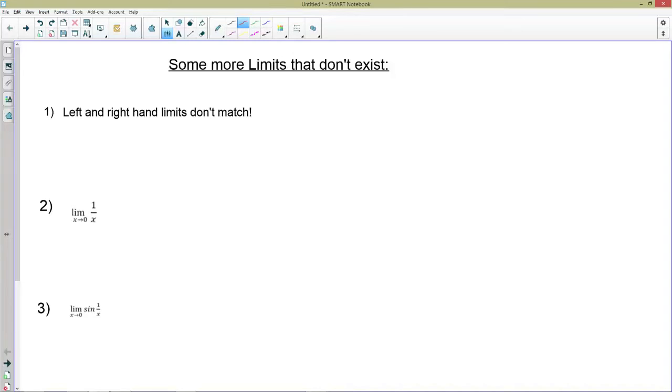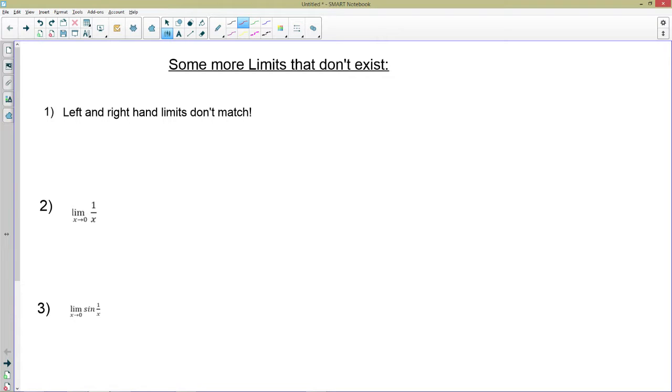We're going to talk about some more limits that don't exist. In the last lecture we talked about left-hand and right-hand limits that don't match. So we had, I think, the piecewise function, and we showed that from the left-hand side, for example, the y value was approaching 1, but on the right-hand side it was approaching 4. So we know that that limit doesn't exist when they don't match.